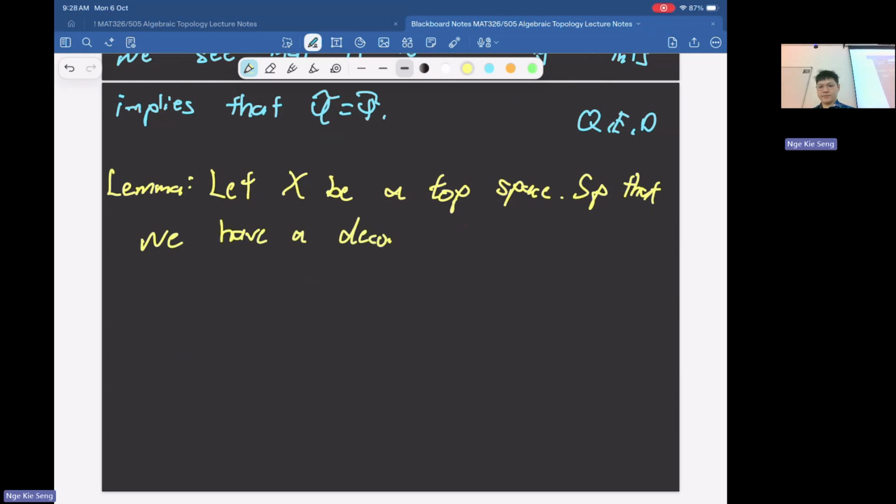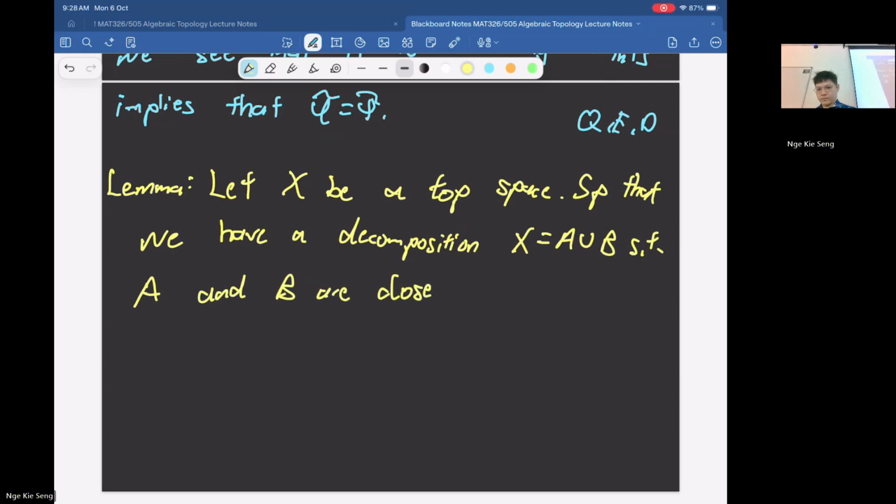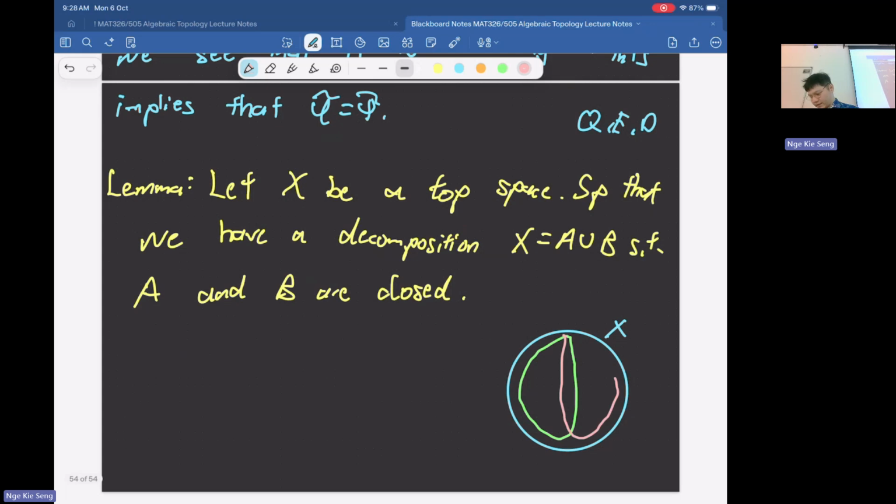Suppose that we have a decomposition X equals A union B such that A and B are closed. Okay, so let's say you have X here, and then you have A and B. This kind of decomposition is very common in this class, so please familiarize yourself with this kind of thing, decomposing. Okay, so they are closed.